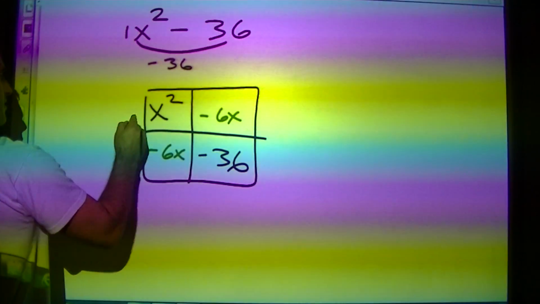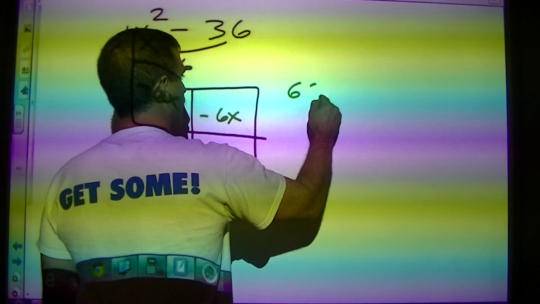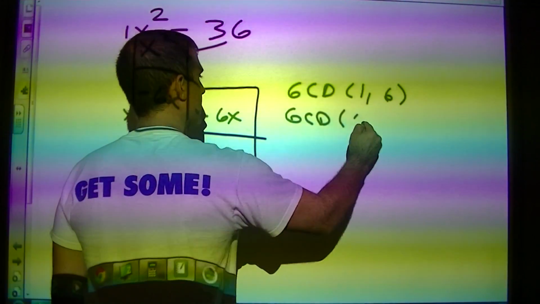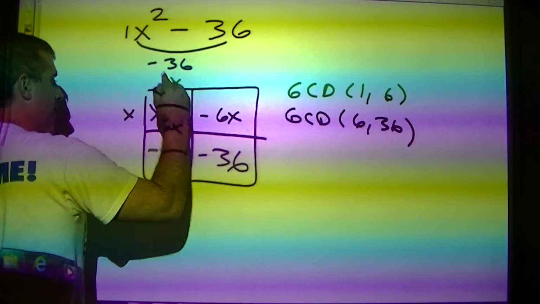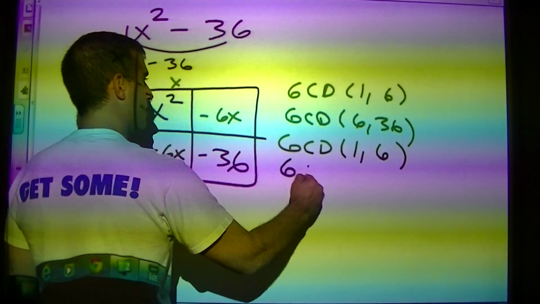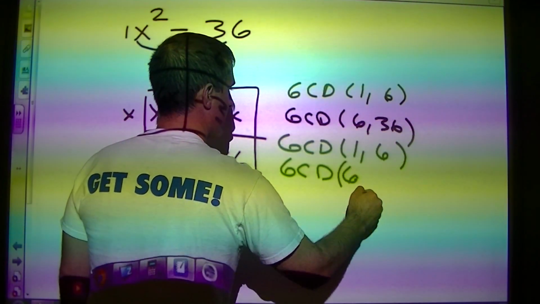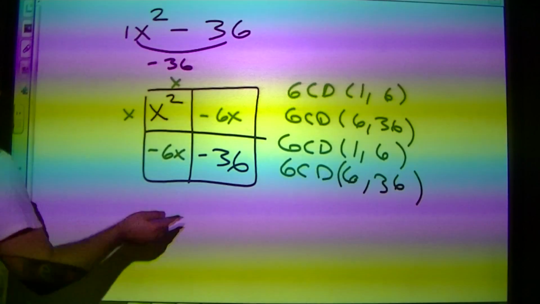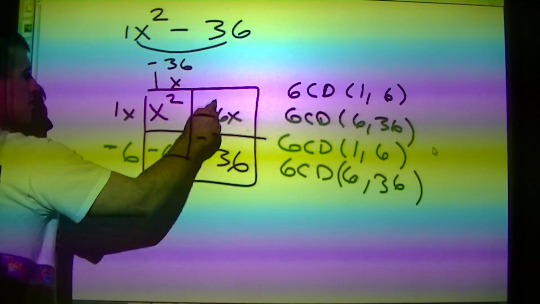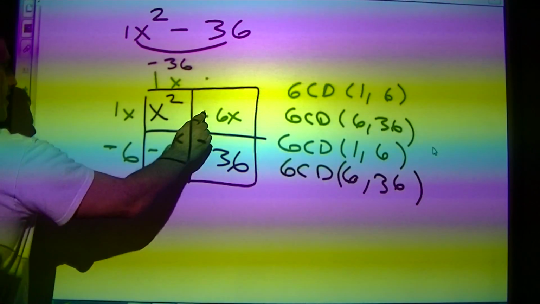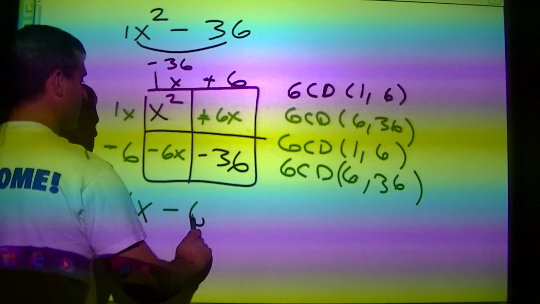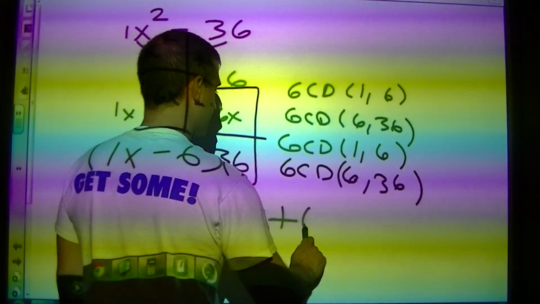Okay, x is going that way, x is going that way. GCD of 1 and 6. GCD of 6 and 36. Once again, if you notice, it's the same thing, so you'll have to compute it once. It's going to be 1, that's going to be negative 6, 1. I should have been a positive there, and positive 6. So what I got is 1x minus 6, 1x plus 6.